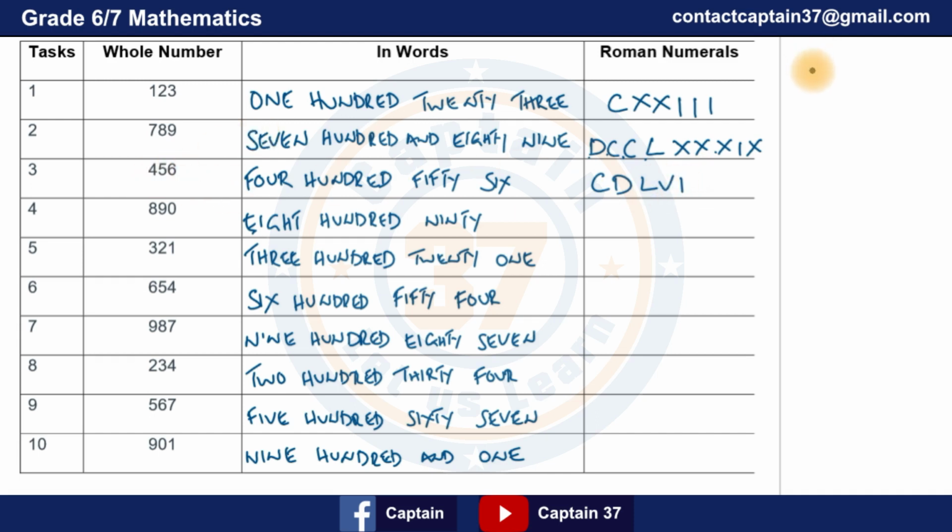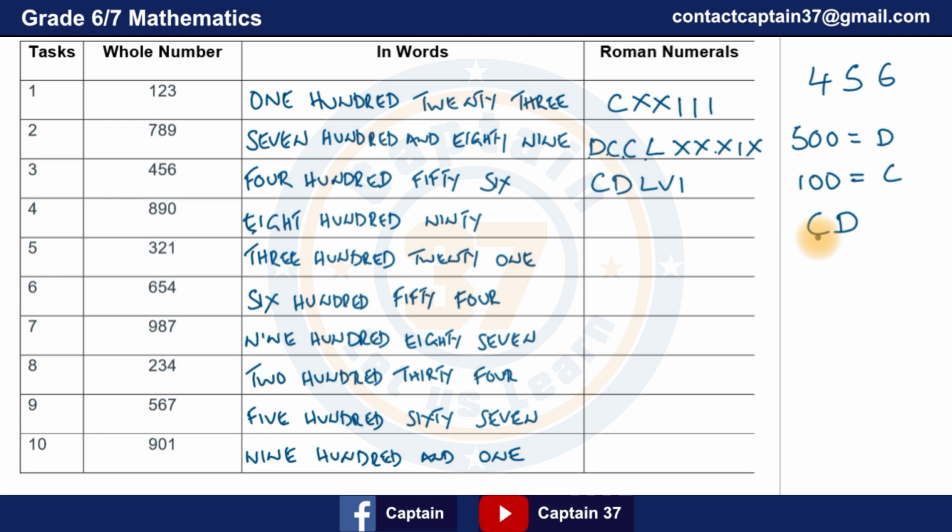The number is 456. The closest Roman numeral to this whole number is 500, and 500 is written as D. But what we want is 400, which is smaller than 500. Therefore, we need to take away 100. And 100, remember, is represented by the letter C. Since we are taking away 100 from 500, it's going to be CD.